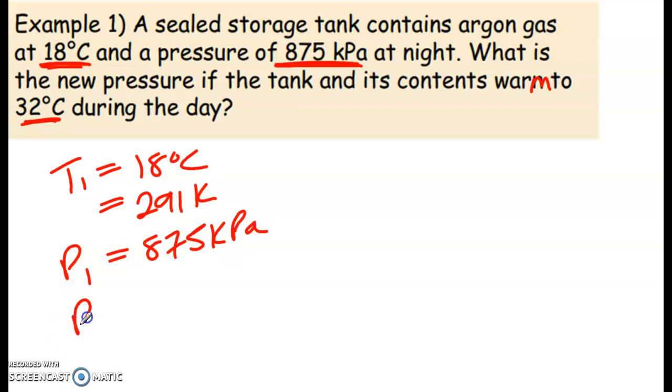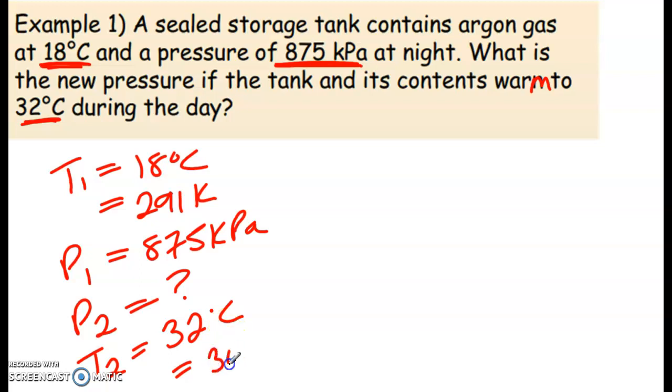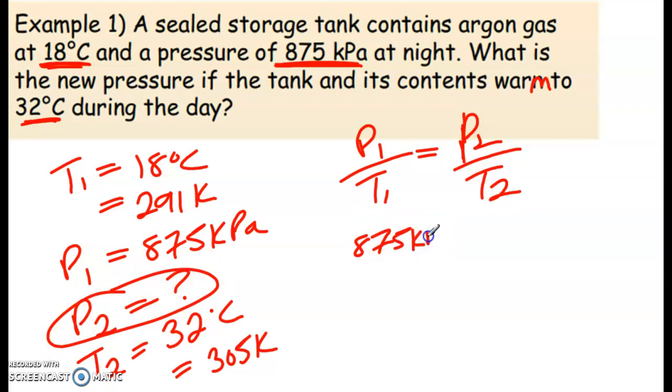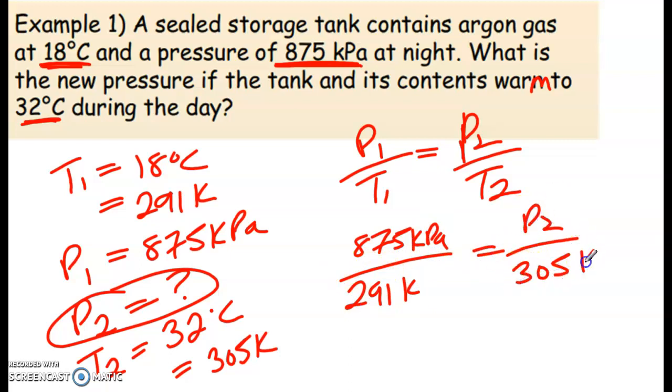Okay, we are looking for the new pressure, so we don't have that yet. But we do know that it's 32 degrees Celsius, which means we're going to do 32 plus 273, which is 305 Kelvin. All right, so we have P1 over T1 is equal to P2 over T2. So again, like with all of these, you're going to have enough information where you're only missing one. So we have 875 kPa over 291 Kelvin is equal to P2 over 305 Kelvin.